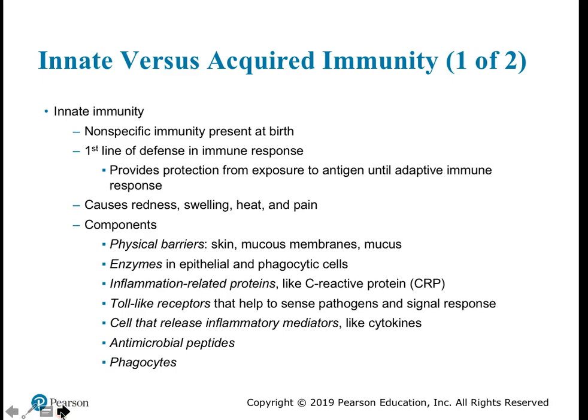You have two types of immune responses to these types of insults. One is called innate, and the other is called acquired. So a little bit about innate immunity. As the name implies, it's something that you're born with, and it is your first line of defense against invaders.